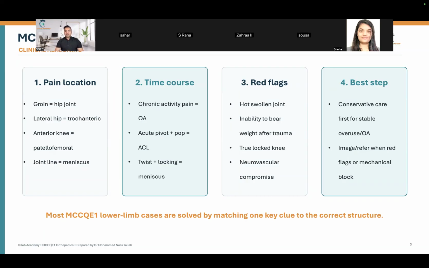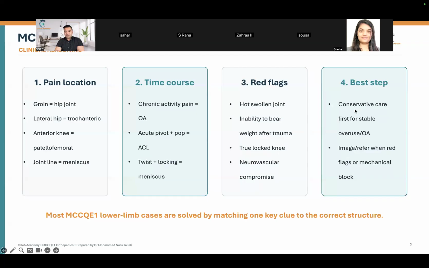When we say true locked knee, it means the patient flexes the knee and cannot extend it. It becomes locked. Let's say if this is the knee, the patient flexes it and then it gets locked here. So if the patient has a locked knee that cannot be straightened, then you have no choice but to do surgery. Neurovascular compromise, obviously, is a red flag.